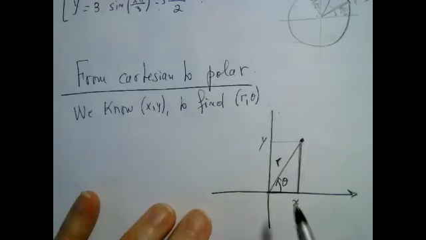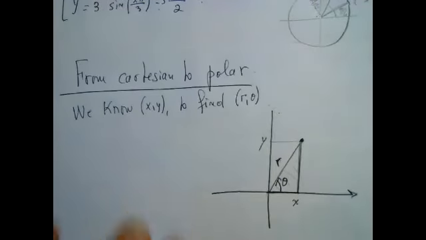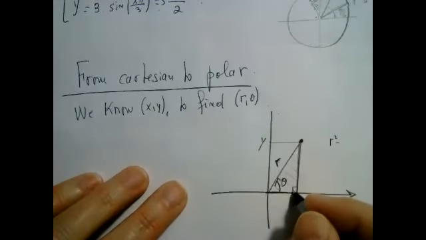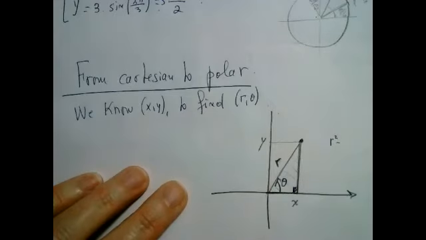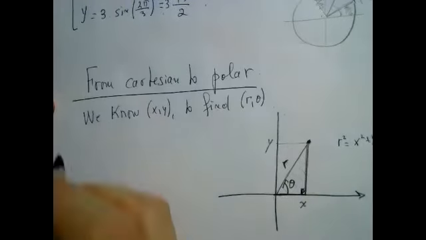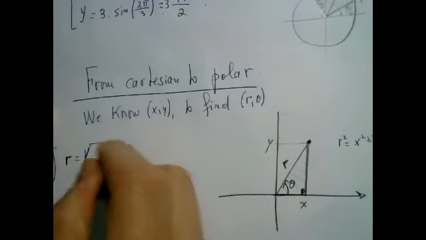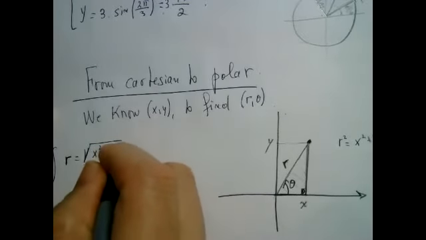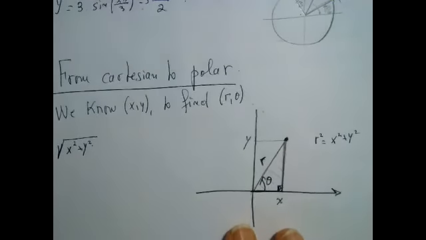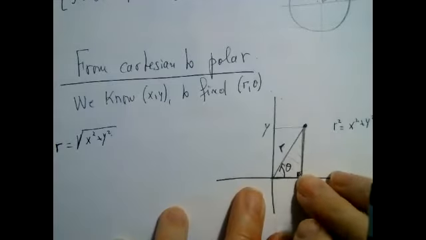All right, first let us see how to find r. To find r, we have to remember the Pythagorean theorem, which tells me that the hypotenuse square, because this is a right triangle, so Pythagorean theorem works, is x squared plus y squared. That's Pythagorean. So this tells me immediately what r is. So r is the square root of x squared plus y squared. So you can either memorize it like that, or just remember what it means.